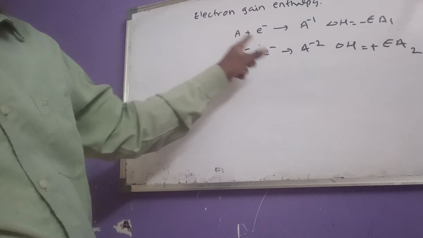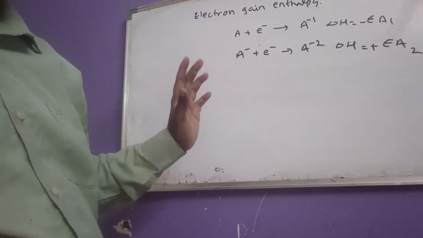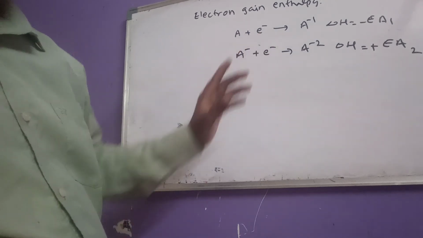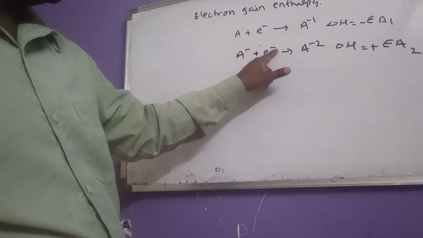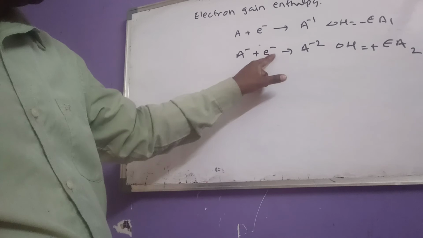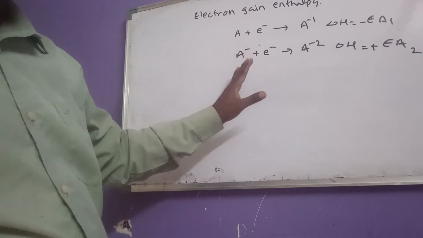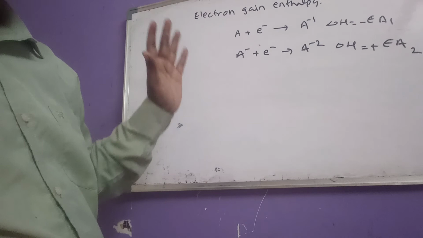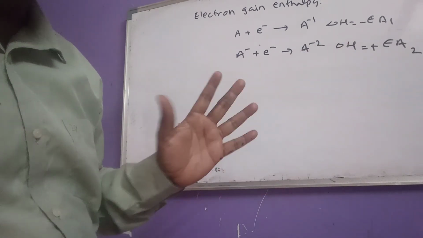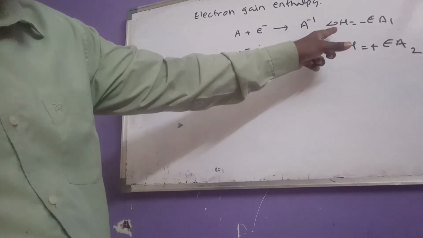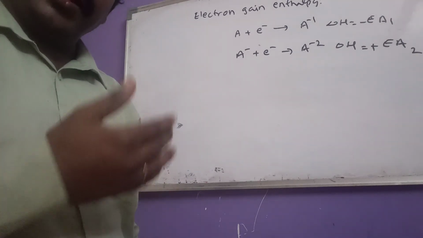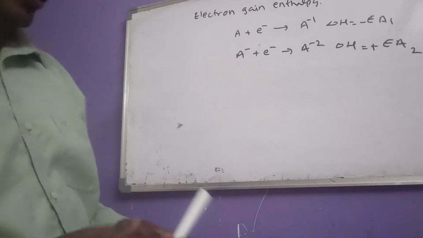But if you want to add a second electron, there is some difficulty. Why? A minus has a negative charge, and the electron also has a negative charge, so there is some repulsion between the electron and A minus. To overcome that repulsion, we have to provide some heat energy. That's why the second electron gain enthalpy is positive, but the first electron gain enthalpy delta H value is negative. Now let us see the variation in a group and in a period.